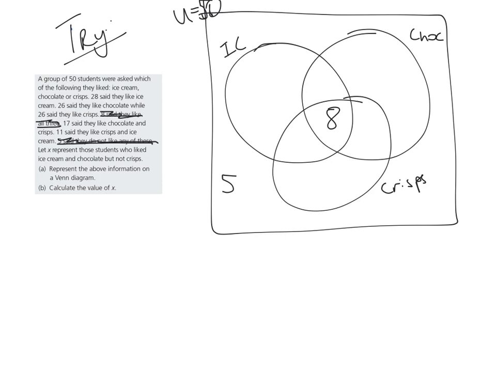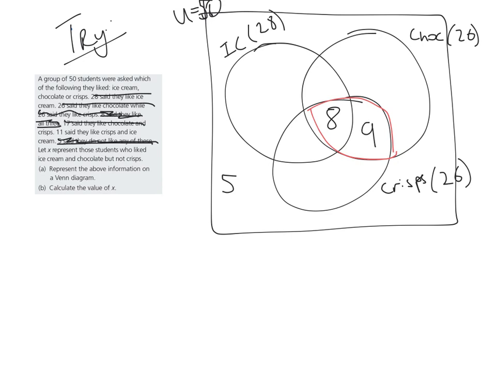We're told that 28 said that they like ice cream, so that goes onto the outside in my bracket. We're told that 26 said they liked chocolate. And we're told that 26 said they like crisps. We're told that 17 said they liked chocolate and crisps. So again, if we go to our intersection, so chocolate and crisps, that's in here. So because it was 17, you need to do 17, subtract 8, and that's going to give me 9.